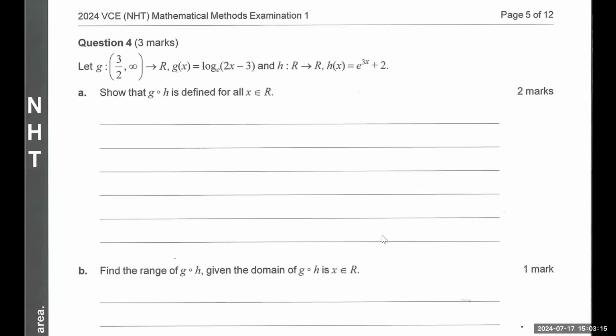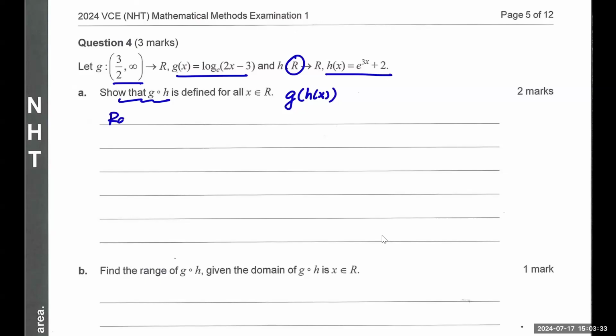g of x is a log function. Domain is 3 over 2 to infinity. h of x is an exponential function with domain all real numbers. Show that g composite h is defined. This is not g times h. This is g of h of x. Okay?